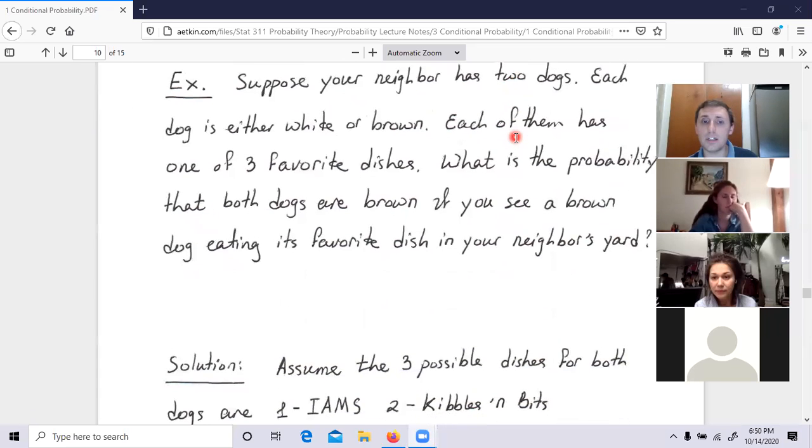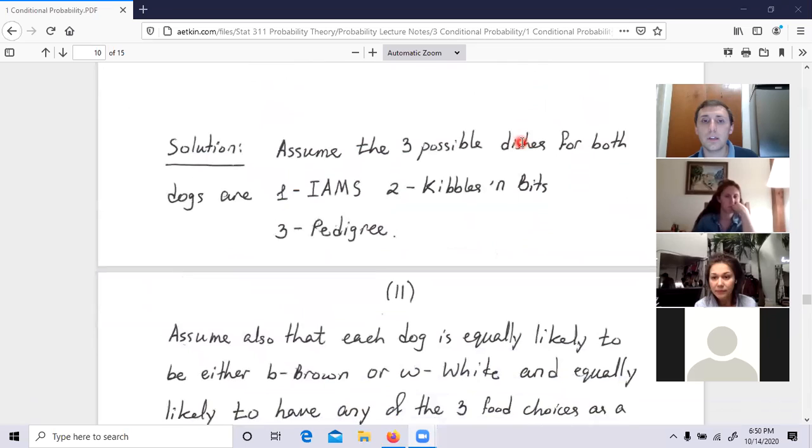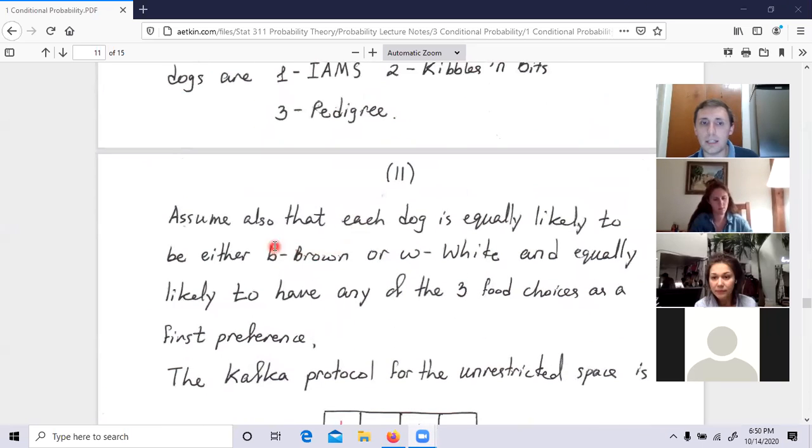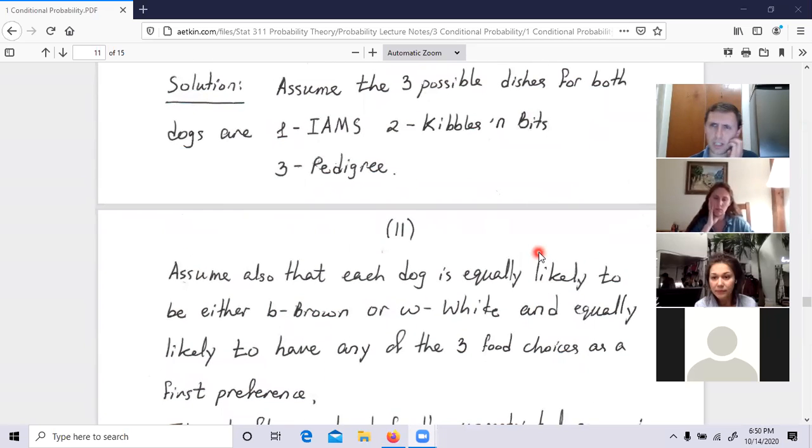Okay, so here, let's say the three foods. Let's say 1 is iams, 2 is kibbles and bits, 3 is pedigree. Let B be the outcome that the dog is brown, W be the outcome that the dog is white. Of course, you might think maybe brown dogs are more common than white dogs. Let's assume that none of it exists for this problem. Let's say brown dogs are just as common as white dogs. Let's say it's really about flipping coins. It's what we are modeling to explain the idea.